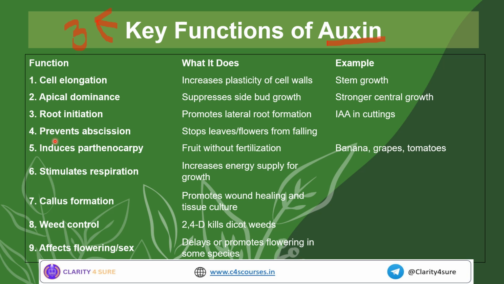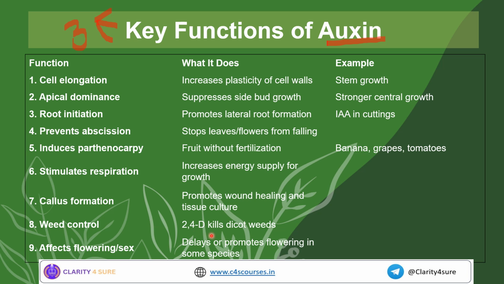So next is preventing abscission, or we can say stopping the leaves or flowers from falling from the plants. Then next is inducing parthenocarpy, fruit without fertilization. The most common examples where auxin is used for parthenocarpy are banana, grapes and tomatoes. Next, it stimulates respiration, as I said earlier, with the increased amount of cells, there is also an increased amount of energy supply and eventually respiration, okay. Next is callus formation. It promotes wound healing and tissue culture.